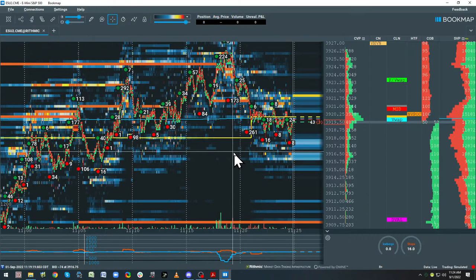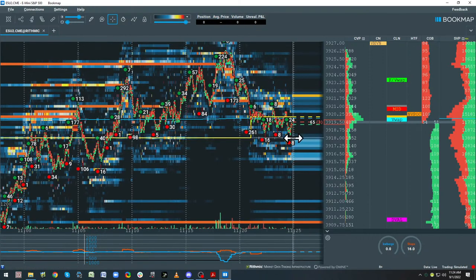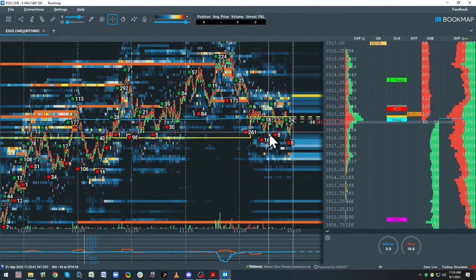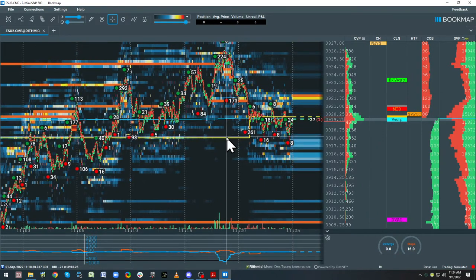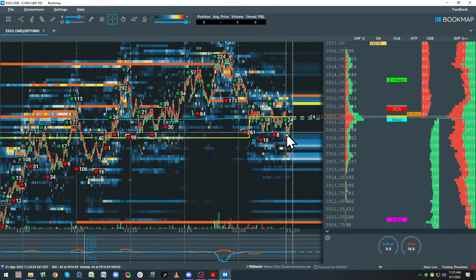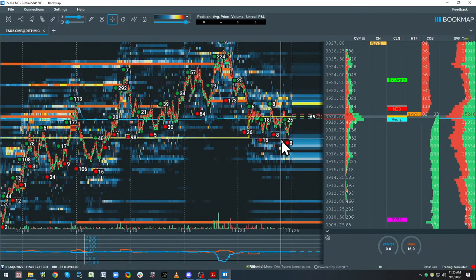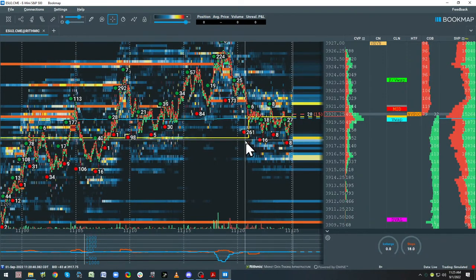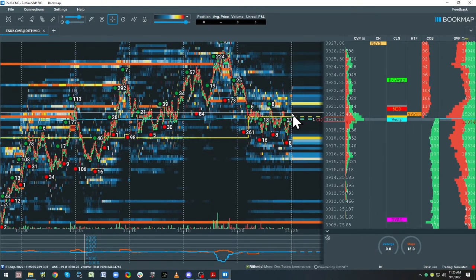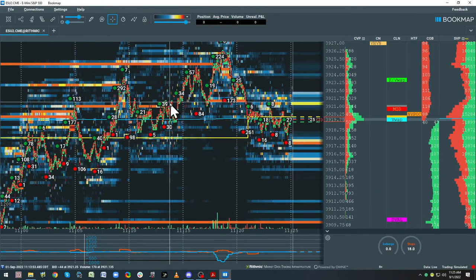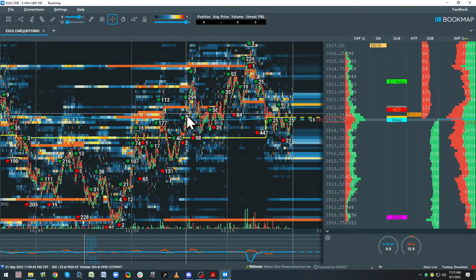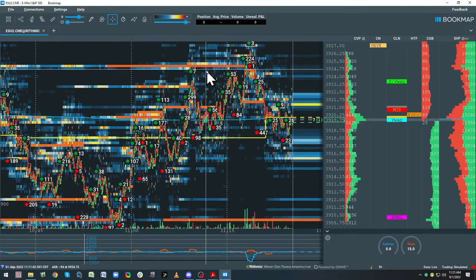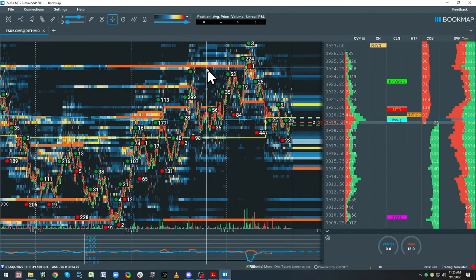Like this one right here. See? If you understand what created this, then you understand why we're coming back to it. Now, this is nonsense, this is algorithmic behavior, but it's useful if you understand how to use the book.